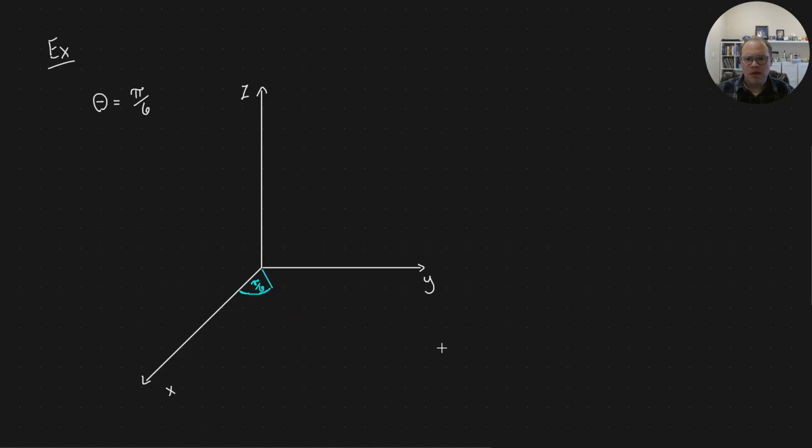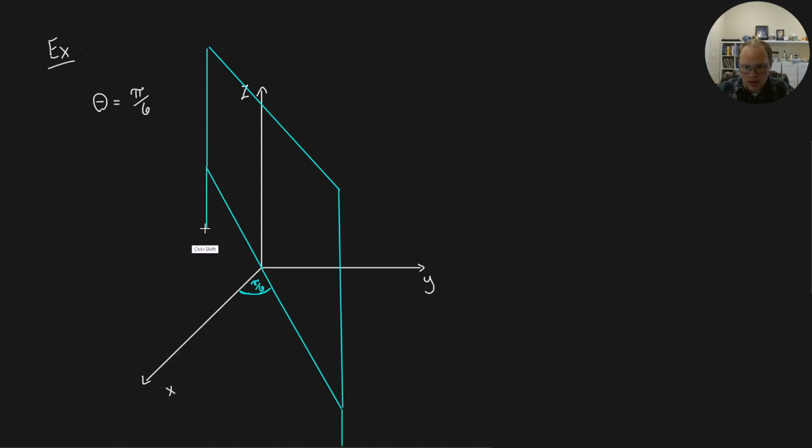Okay? Pi over 6. But because r could be anything, I could go out in this direction as far as I want, or as far as I want that way using negative values of r, right? I could go both directions. Because z could be anything, I could go up or down as far as I want. So I will end up getting a plane, a plane that goes through the origin and has this particular angle to it. Okay, that's theta equals pi over 6.